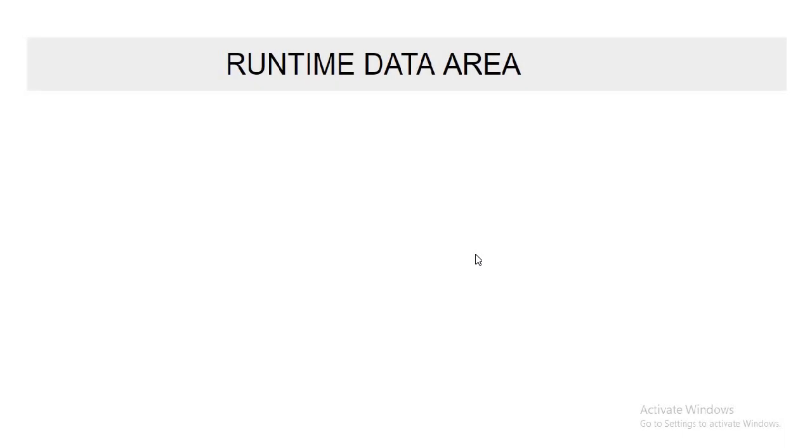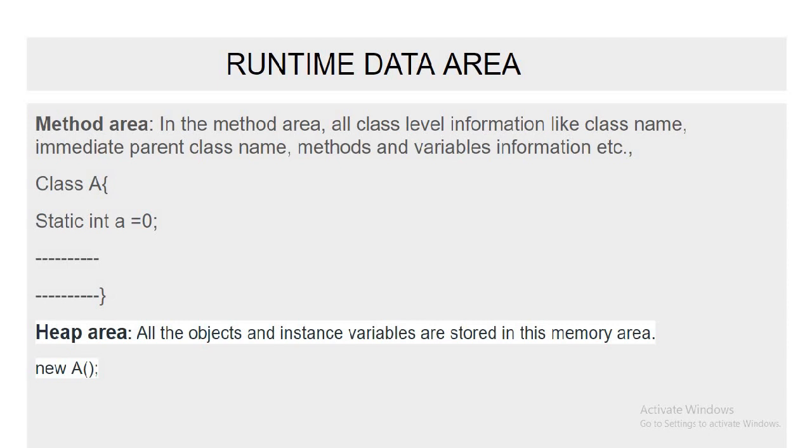Now let's start with the runtime data area. In the runtime data area, we have the method area. In the method area, we have all class level information like class name, immediate parent class name, methods and variable information. Suppose here we have static int a equal to 0. Sorry for the mistake, guys. Here it should be a small s.